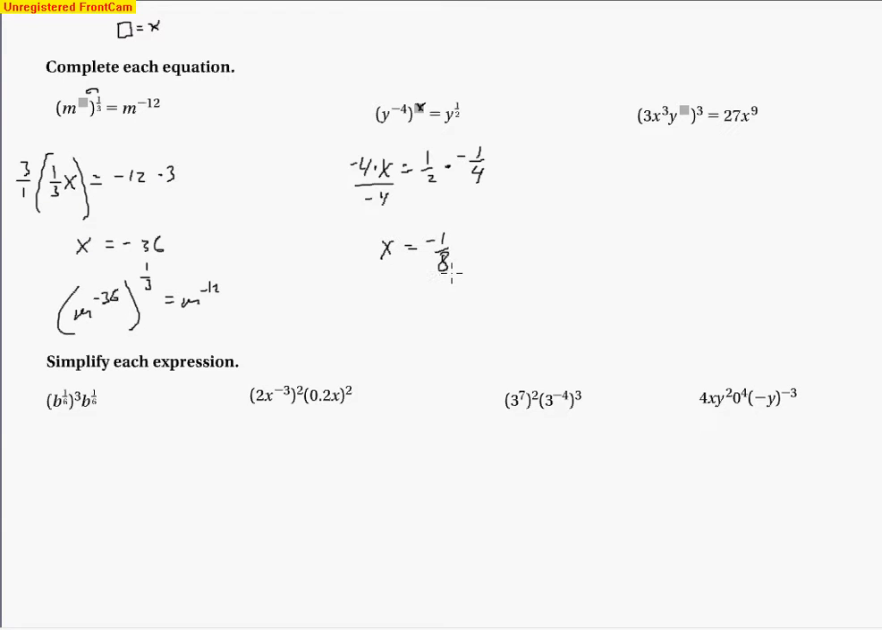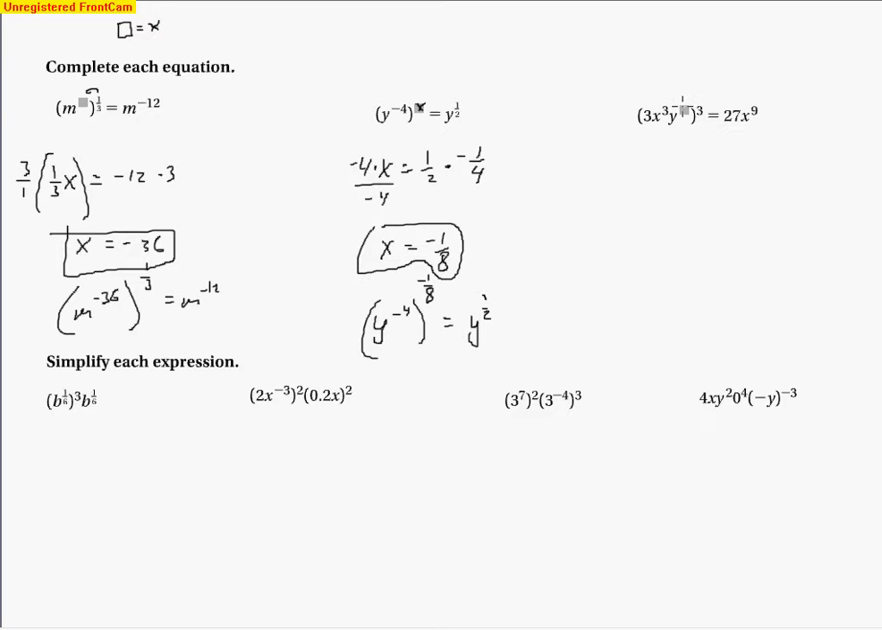And you can check to see if it works. 4 times 1/8 does give us 1/2. So the negative signs will cancel. So y to the negative 4th all to the negative 1/8 power will equal y to the 1/2 power. So looking at the next one, I'll box what the answers would end up being.